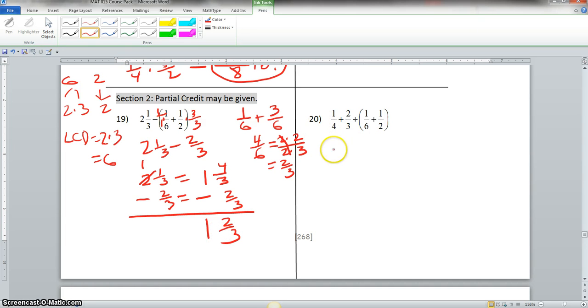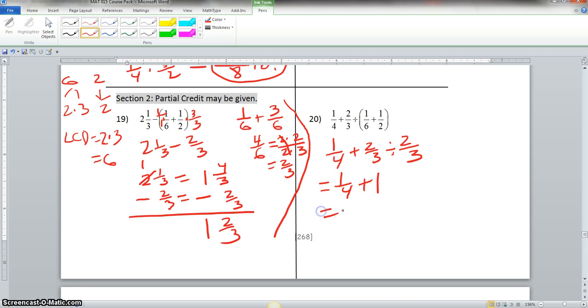Now we come over here to problem 20. Now we look here at our order of operations. We have addition, division, and a parenthesis. Now we already solved this parenthesis in a previous problem. So let's do that. This parenthesis came out to be 2/3. Now, that's what we did in the previous problem. Now we look here. 2/3 divided by 2/3 we know is 1. We have 1/4 plus 1. And we know whenever we add a fraction to a whole number, we just combine them. So it'll just be 1 1/4. And we're done with that problem.